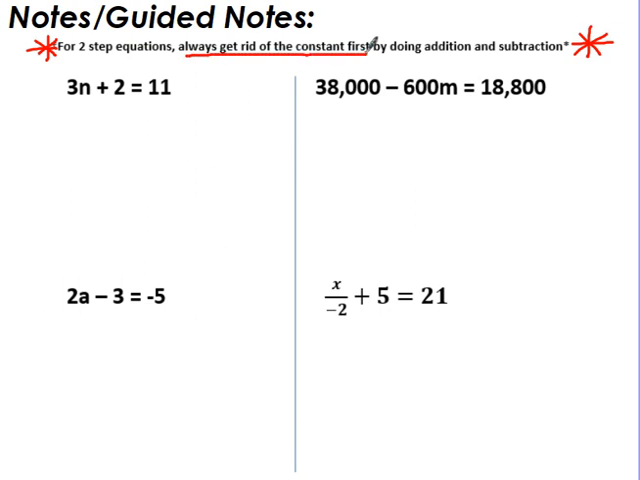So, two-step equations are where it takes obviously two steps to solve. Our goal is still to get our variable by itself, and we still use inverse operations. So none of the steps change from one-step equations. Now you just have to do two of them. And the most important thing is we start by doing addition and subtraction first.